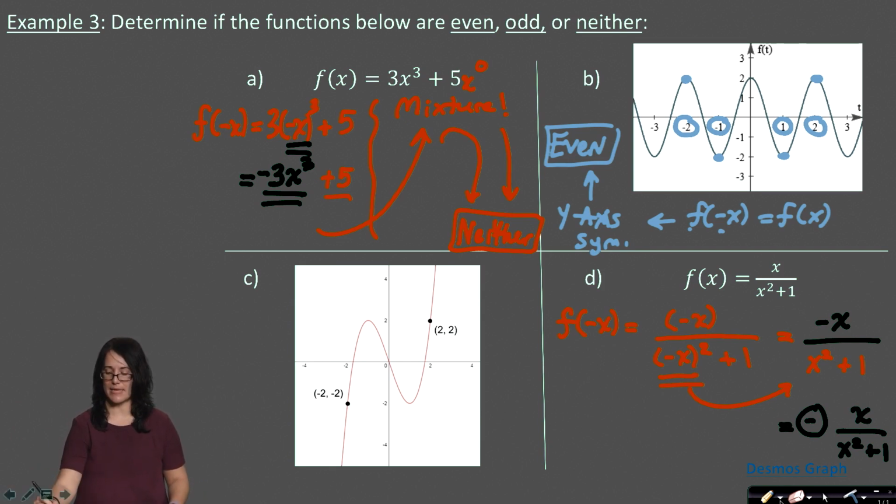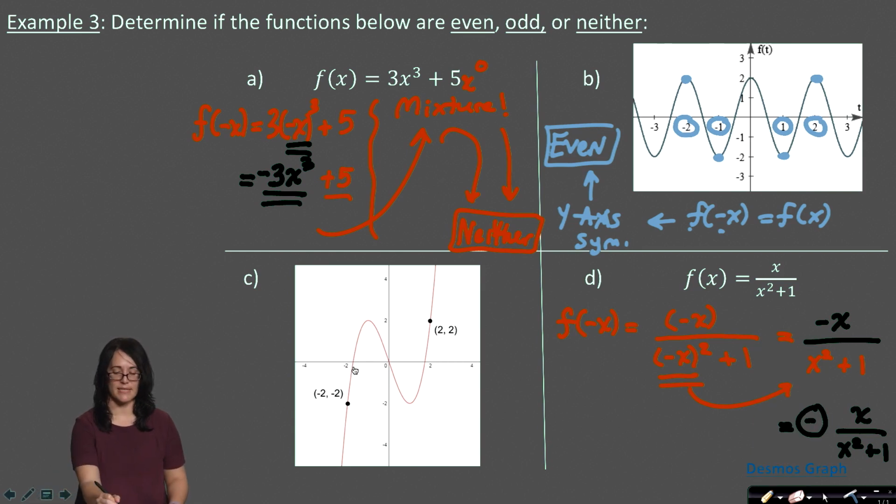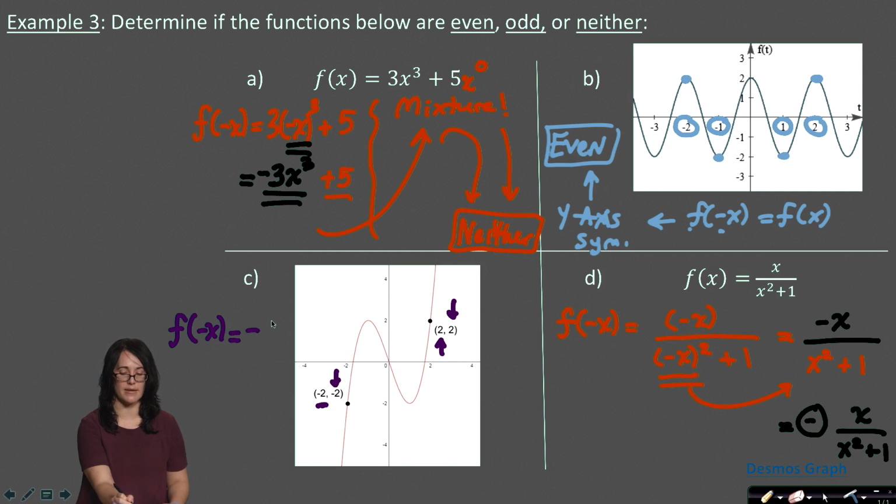What about C? What happened in C? Well, if you notice again, at the x value of negative 2, you had the output of negative 2. But when you change the x value sign to positive 2, you now have the opposite y value. So isn't that saying that f of negative x produces the opposite, negative f of x? So what did that mean? That meant we had origin symmetry.